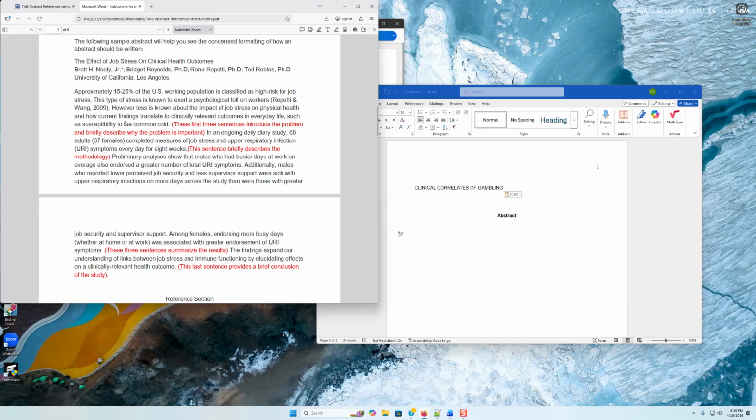However, less is known about the impact of job stress on physical health and how current findings translate to clinically relevant outcomes in everyday life, such as susceptibility to the common cold. So this is the third sentence giving you the justification for the research. So job stress is difficult. It exerts a toll on people. But many people have not looked at the role of job stress on physical immunity, like to the common cold. So that justifies why you're doing the research.